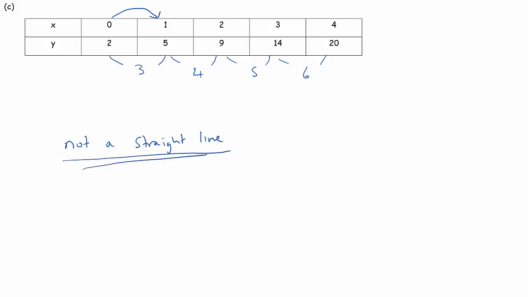If we actually wanted to know what it was, a second difference is constant, and that would tell us it's a quadratic, but we'll come to that later.